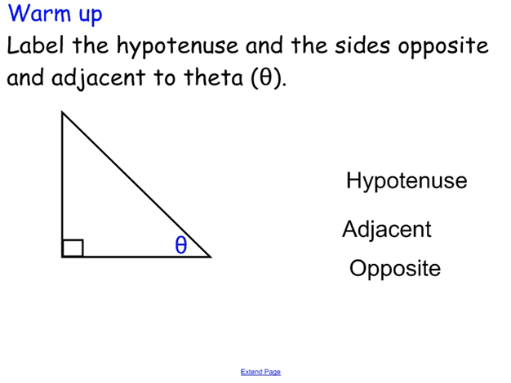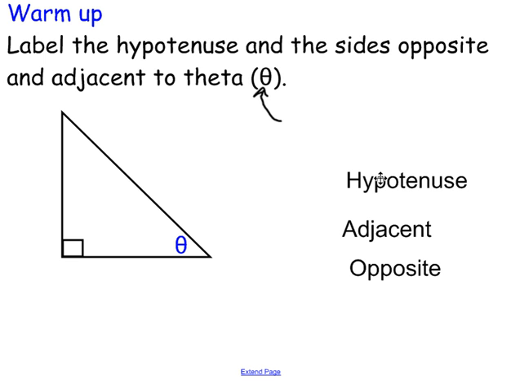Okay, so for the warm-up, I want you to label the hypotenuse of the right triangle that you're looking at here and the sides opposite and adjacent to theta. So theta is this Greek letter right over here. Theta comes from the Greek alphabet.